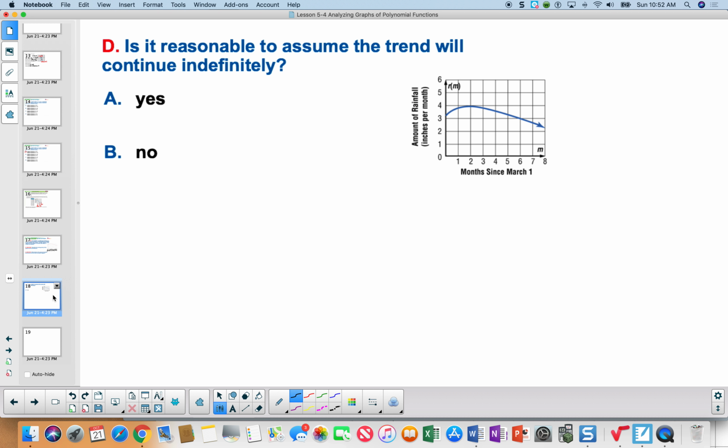And the last question, is it reasonable to assume that the trend will continue indefinitely? Well, will they continue to lose rain to infinity? No. Remember that we have cycles in the year, so we expect that after 12 months the cycle will probably repeat.